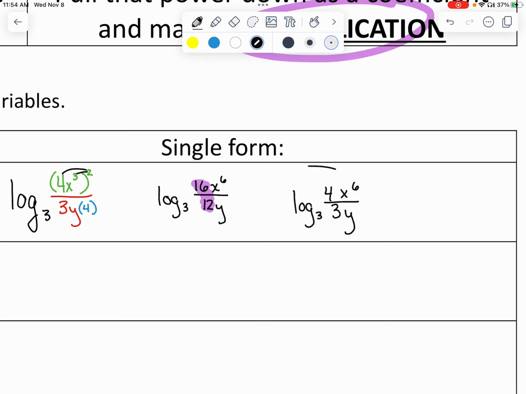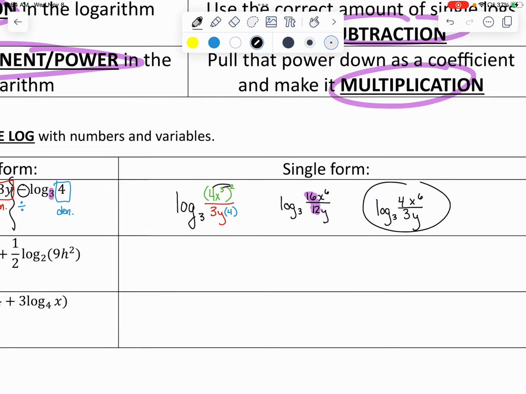I had to write it 3 times for it to make sense, but the long and the short of it is you figure out what goes on the top, what goes on the bottom, and simplify and reduce.